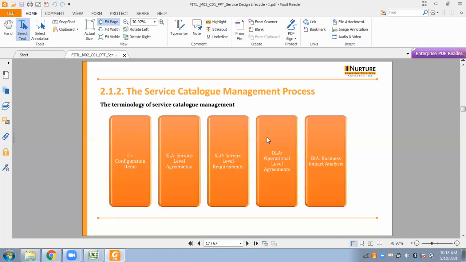Next, we have terminology of service catalog management. We have the configuration items, CI, then service level agreements, SLA. SLR means service level requirements. Then we have the OLA, which is operational level agreements. Then we have BIA, which is business impact analysis.